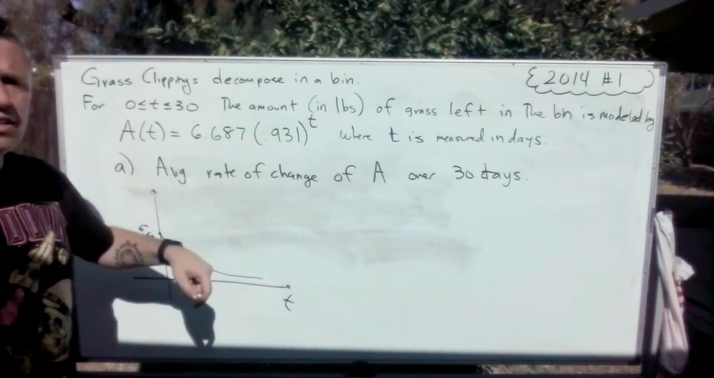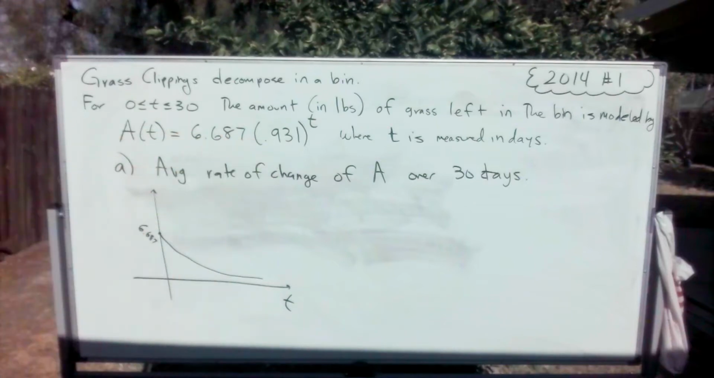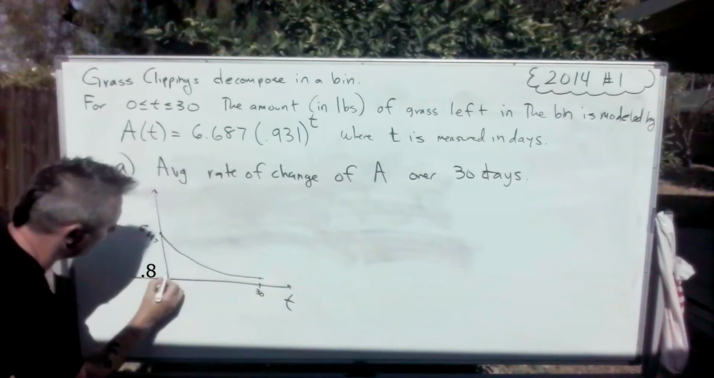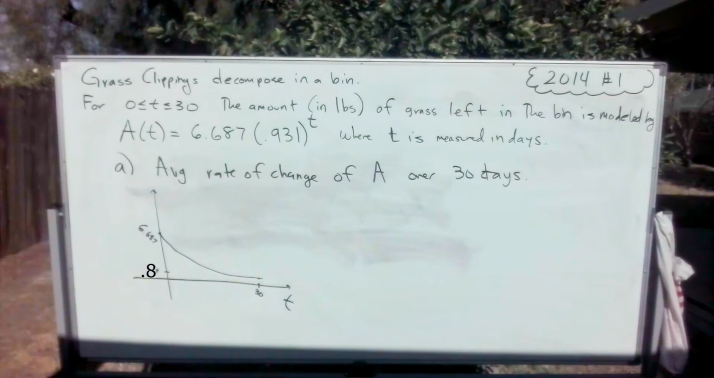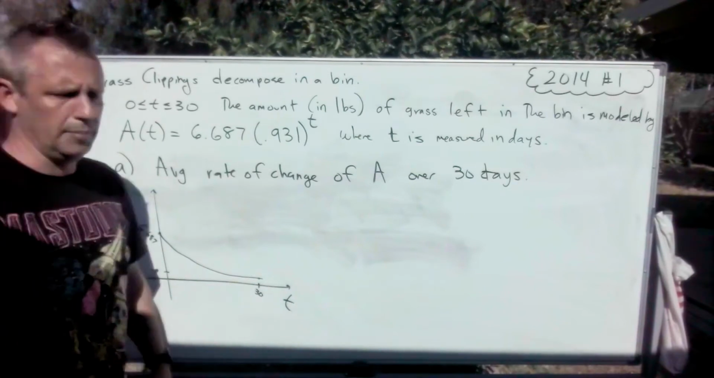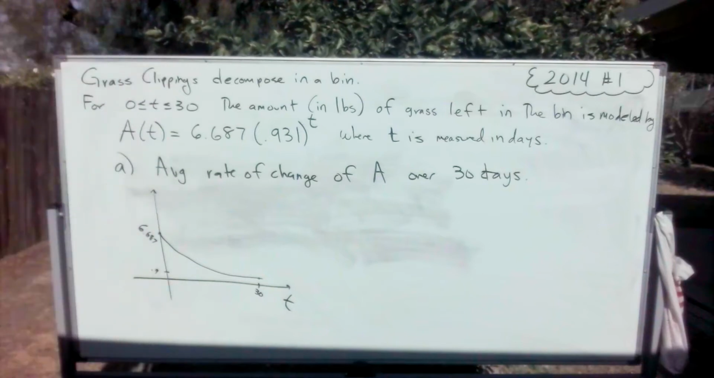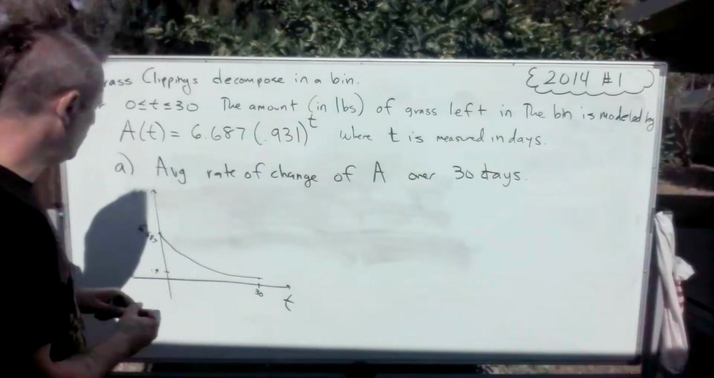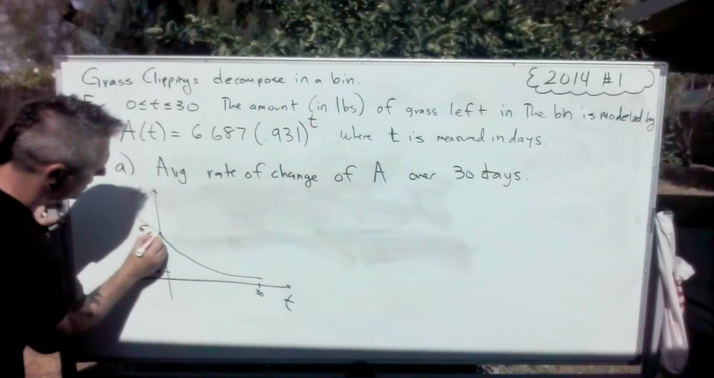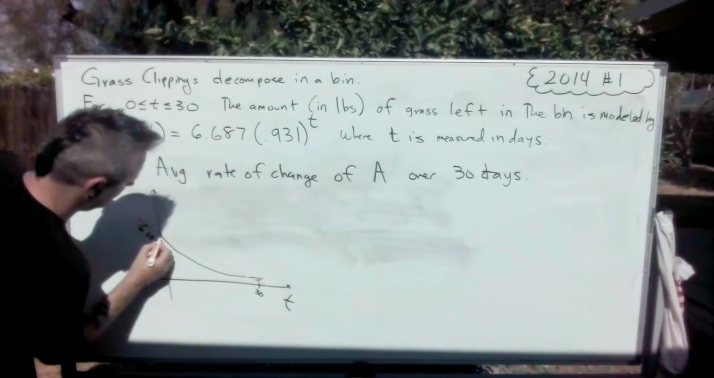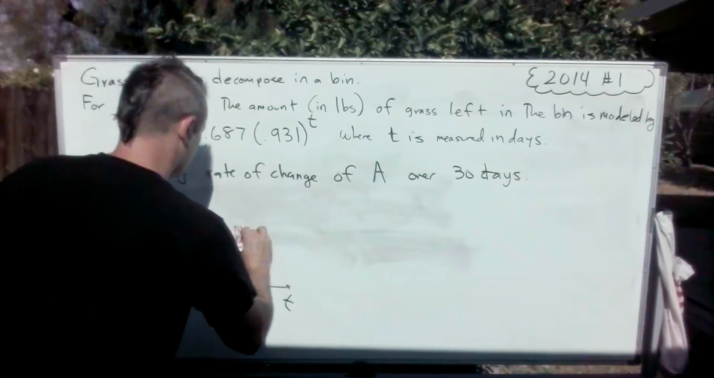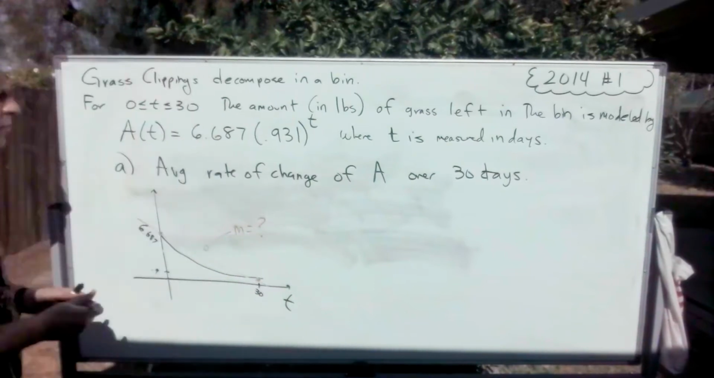This is a decreasing exponential function. We figured out stuff that, like, here's day 30, and on day 30 we had like 0.9 something pounds of grass clippings left. So what is this asking us for? It's asking us for the average rate of change of this function. So what it wants us to compute is the slope of the secant line. The slope of that line. That's what it wants. The slope of that secant line.